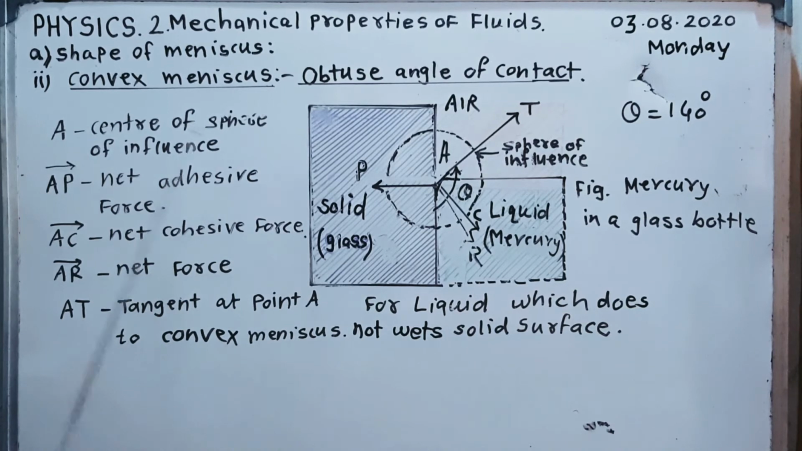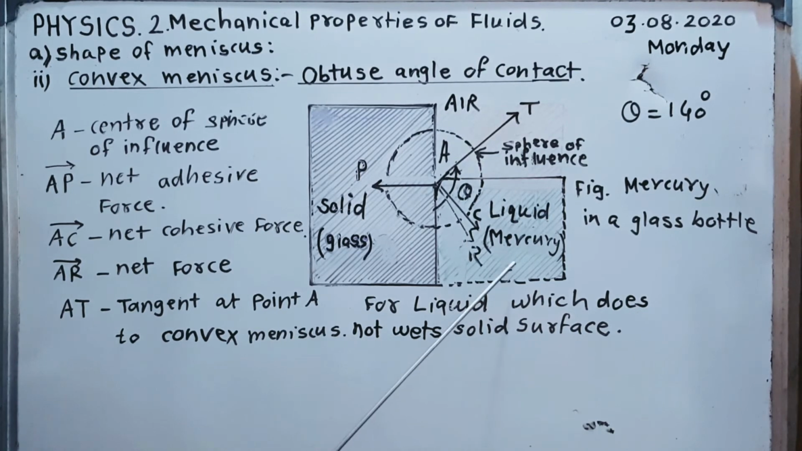Now consider the second case, that is a convex meniscus or obtuse angle of contact. Here a diagram is drawn on the board. This diagram corresponds to mercury in a glass bottle. Mercury is taken here and the glass is represented here. Mercury, which is the liquid under consideration, does not wet the solid surface, and the glass is acting as a solid. Here this medium is present above the liquid mercury.